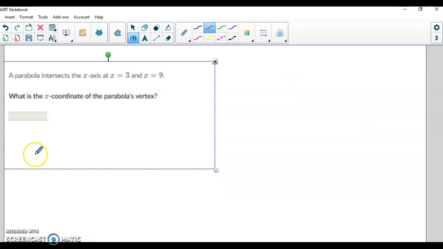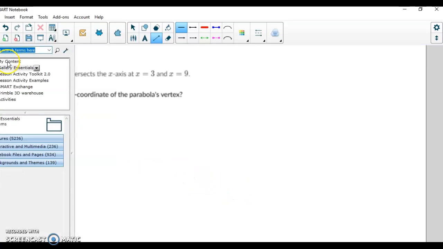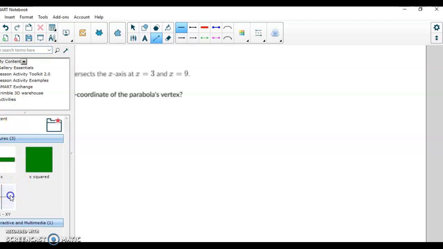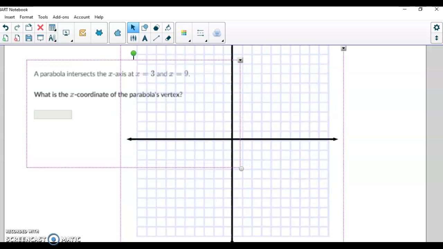All right, the next one: a parabola intersects the x-axis at 3 and 9. What is the x-coordinate of the parabola's vertex? Now, here's the thing. We have to kind of draw this. I'm trying to think of the easiest way to draw it. Let's put in a picture. Let's put in our axes and draw it out.